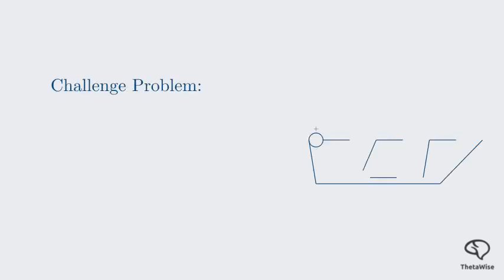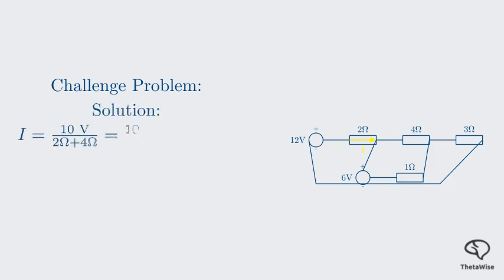The key to mastering these concepts is practice. So here's a challenge problem for you to try. Your task is to find the current I through the 2 ohm resistor using any of the methods we discussed today. Pause the video and give it a shot. I recommend trying more than one method, and here's the solution. No matter which method you chose, if you worked through it correctly, you should arrive at the same answer.